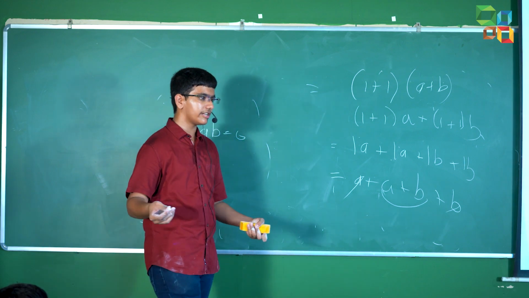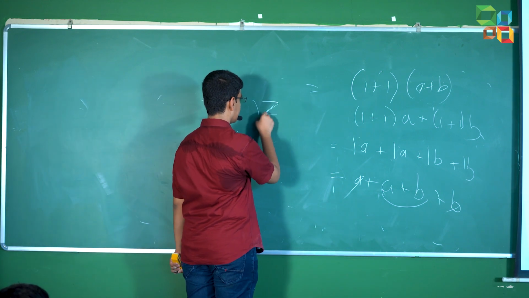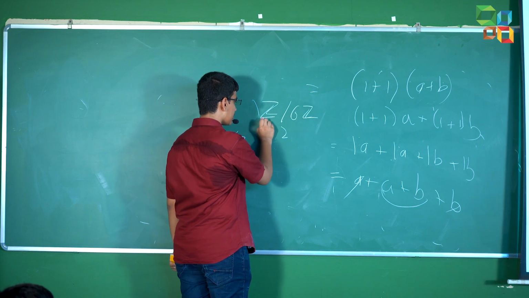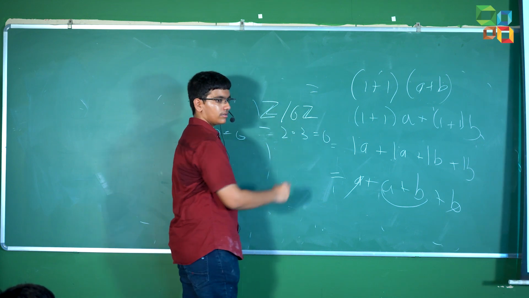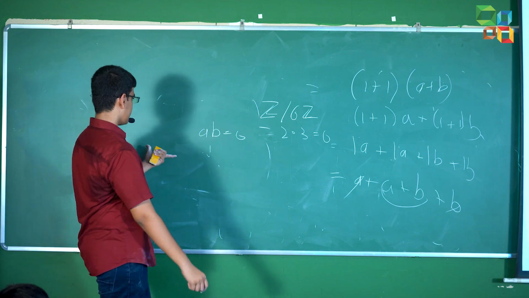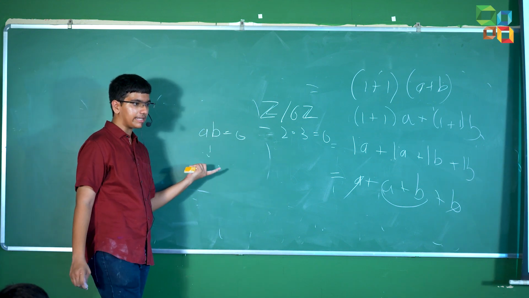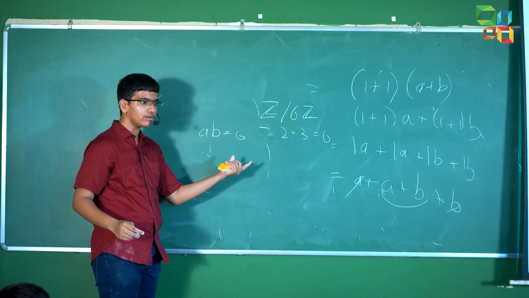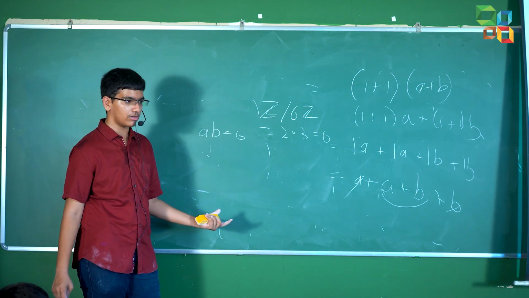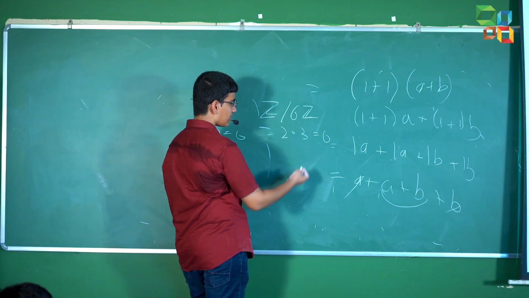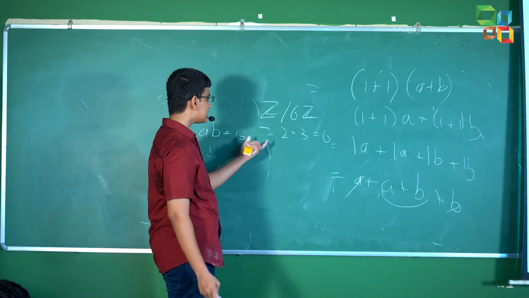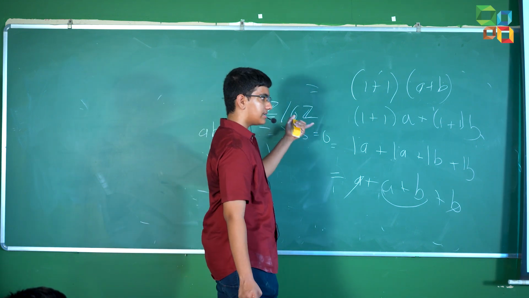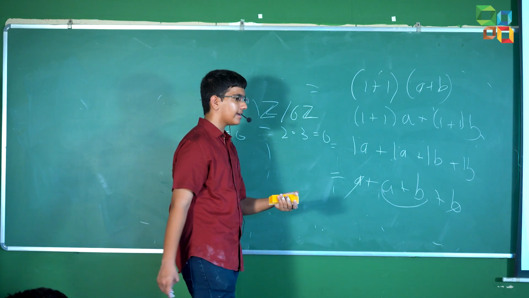Okay, I showed you, right? You saw in Z mod 6Z, you got 2 into 3 is 0. What the definition of integral domains means is that A into B is 0 means either A is 0 or B is 0. But over here, neither A is 0 nor B is 0. So Z mod 6Z is not an integral domain.